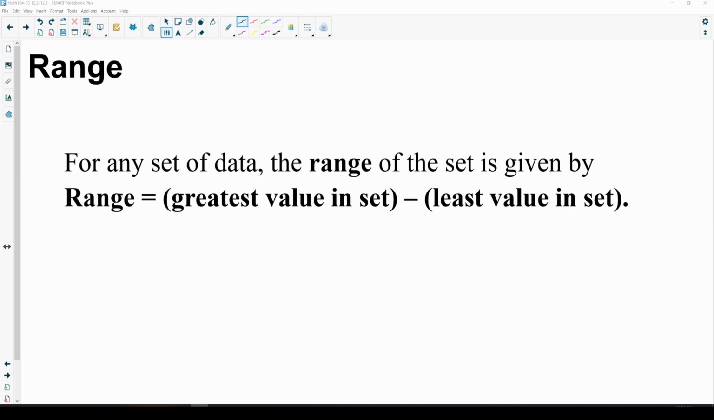So let's take a look at the range. Range is defined as the biggest value minus the smallest. It gives you an idea of the breadth of the values inside of a set, and it's pretty easy to calculate.